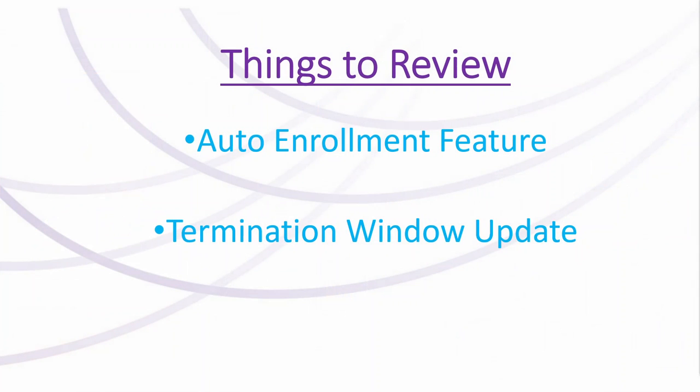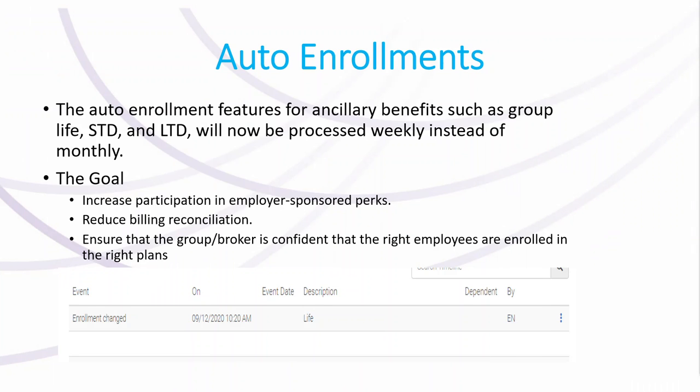Today we will be going over the auto enrollment feature and the termination window update. The auto enrollment feature is for ancillary benefits such as group life, group STD, and group LTD. This will now update on a weekly basis instead of monthly. The goal for this is to increase participation in employer-sponsored perks, reduce billing reconciliation, and ensure that the group or the broker is confident that the right employees are enrolled in the right plans.